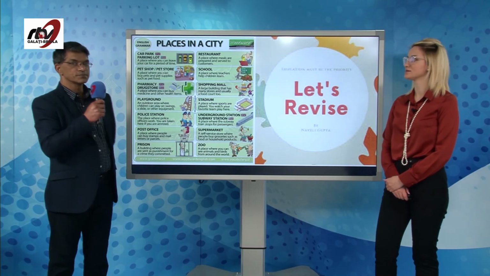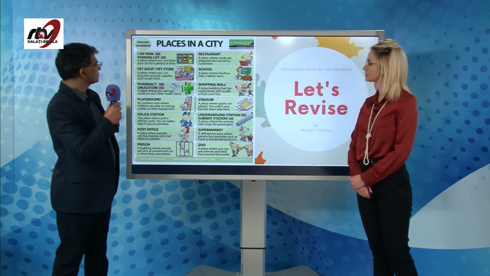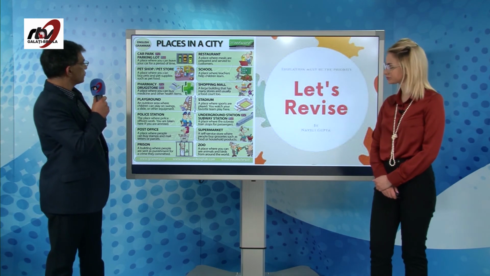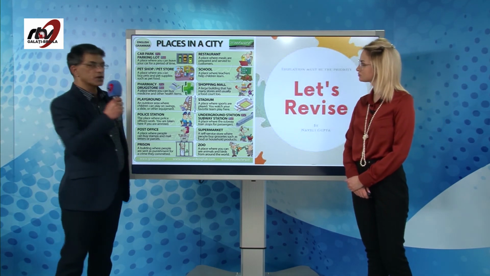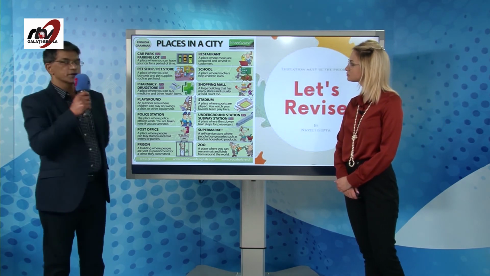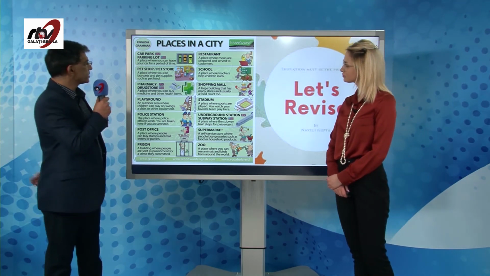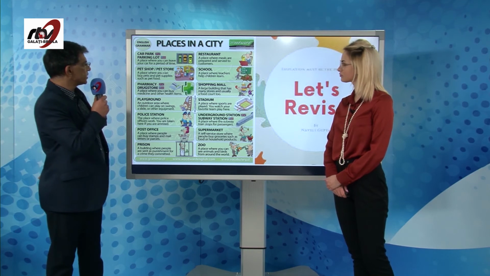Let's see some other places in a city. What else can we find? Let's have a look at this. We also have a car park, that's British. In America, they call it a parking lot. This is a place where you can leave your car for a period of time.